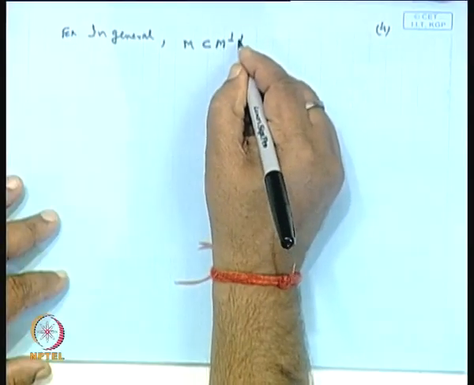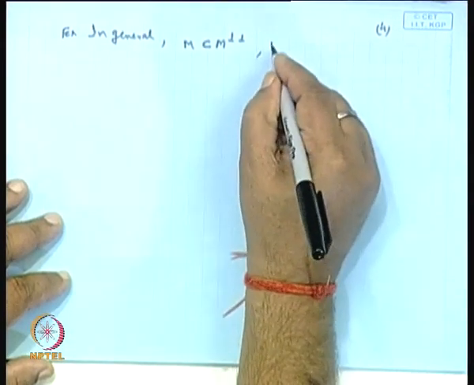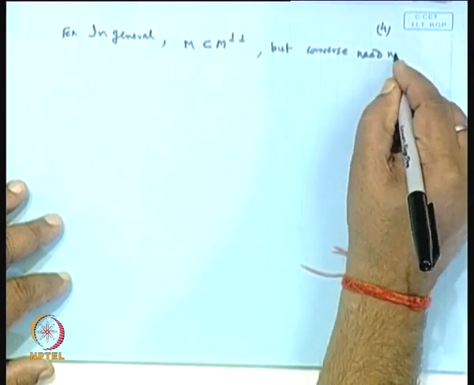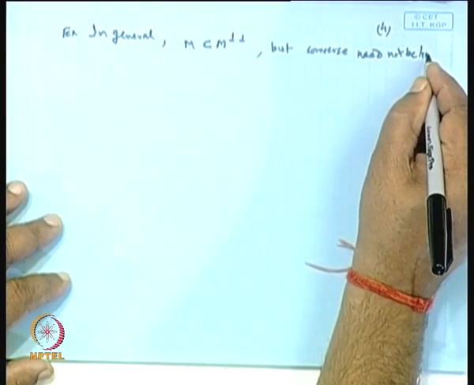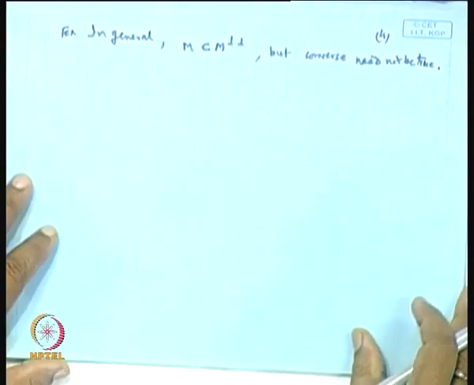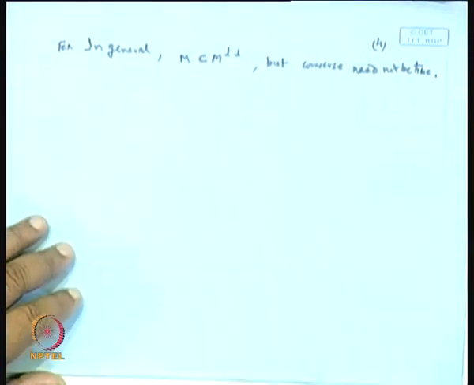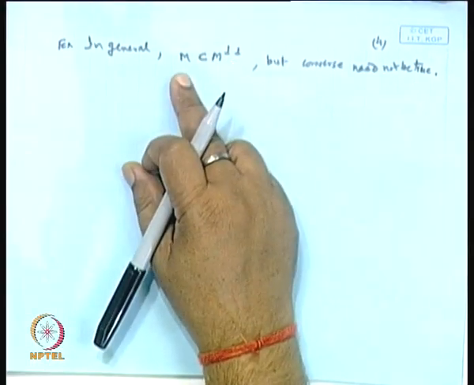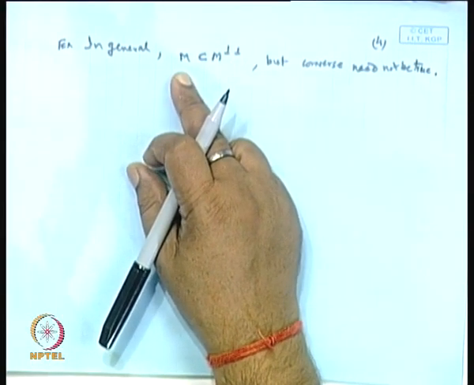In general, M is a subset of M perpendicular perpendicular, but the converse need not be true. In general, M is contained in the annihilator of annihilators, that is M perpendicular perpendicular, but M perpendicular perpendicular may not be a subset of M always. Okay.